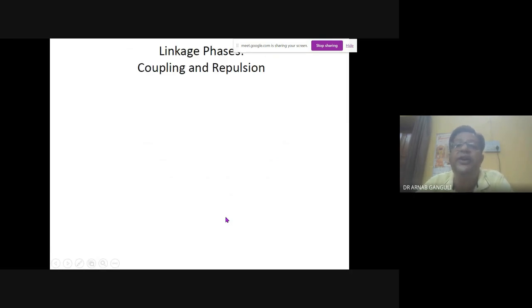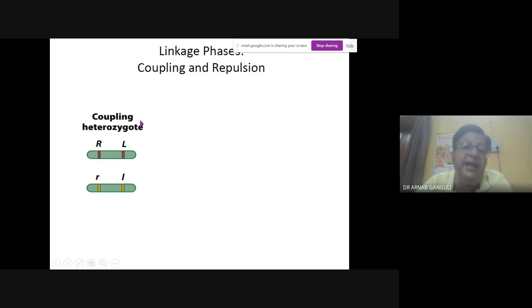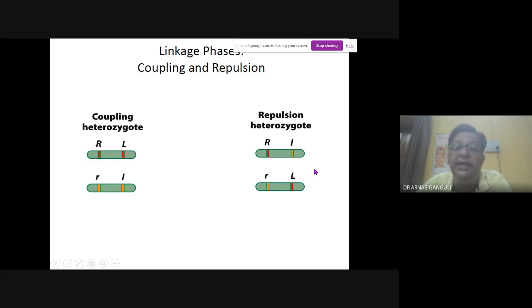So there are two phases then, the coupling phase and the repulsion phase. So here, this is a coupling heterozygote: capital R, capital L, small r, small l. And a repulsion heterozygote. So here this is the parental. This heterozygote is known as coupling. Same रहता है, जैसे parental में था. But when crossing over has taken place, capital R, small r, capital L, this is known as a repulsion heterozygote.